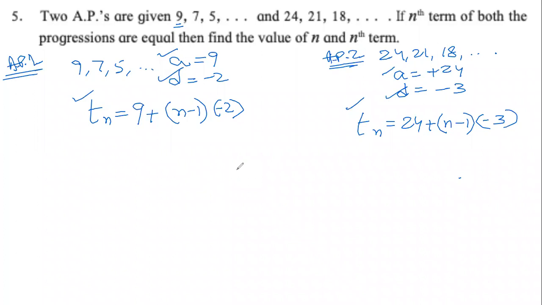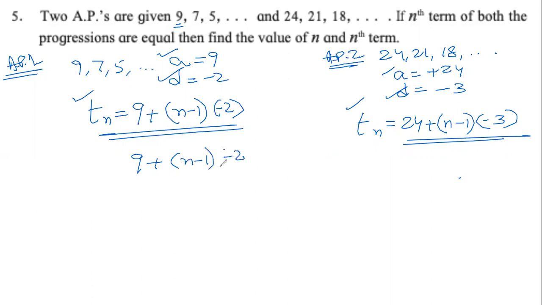Now see what the question says. The question says the nth term is same. That means this one is equal to that one. How do we write it in maths? 9 plus n minus 1 into minus 2 equals 24 plus n minus 1 into minus 3. That's what it will be, right? The nth term is same.